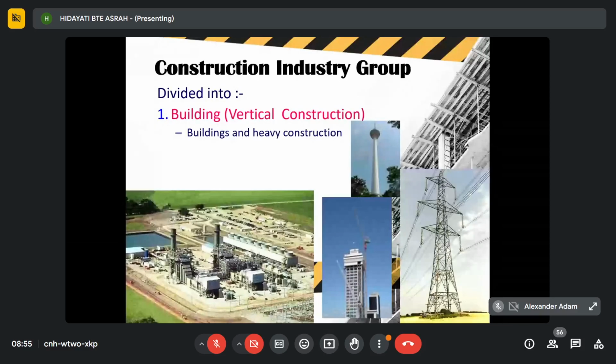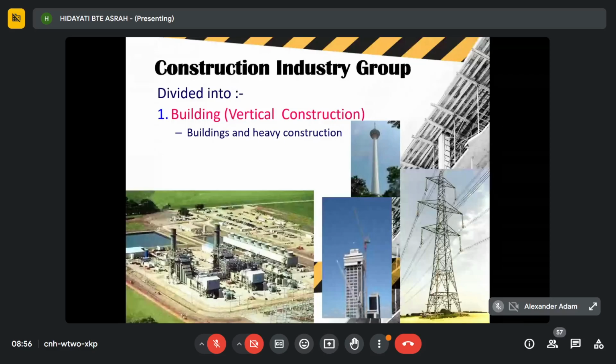Okay. And then the construction industry is divided into building, which is vertical construction. Usually building is considered as vertical construction, because it includes construction projects that stretch vertically, like apartment buildings, office buildings, skyscrapers, and other types of commercial building. And this one is horizontal construction.